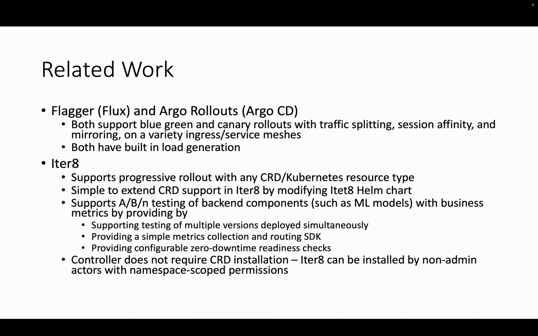In addition to these features, Iter8 supports progressive rollout with any CRD or Kubernetes resource type. For example, applications can be composed of Knative services, KServe inference services, Seldon deployments, and can be specified using a Litmus chaos experiment. It's possible to extend the CRD support in Iter8 by modifying the Iter8 Helm charts. No programming is necessary.